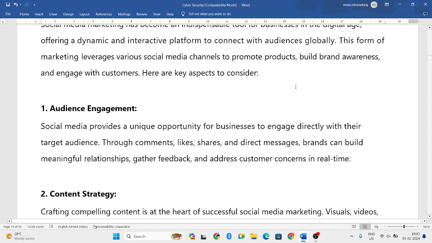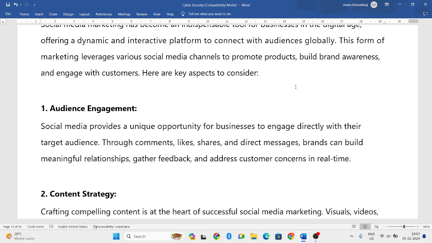So first one is audience engagement. In social media, you can directly engage with your target audience. You can customize your post to a limited audience only, so it will reach the audience who have similar interests. Through comments, likes and shares, you can build your own relationship with the customers. You can get feedback from the customers in real time, and you can even address your customers also. So with audience engagement, you can easily get connected with your audience.